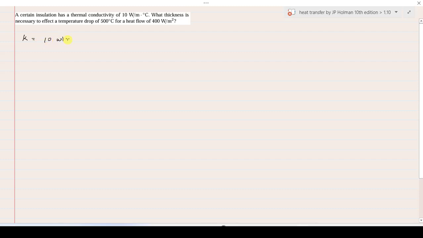10 watt per meter centigrade, and what thickness is necessary, we need to find that to effect a temperature drop of, what is the temperature drop that is given, that is 500 centigrade, and for a heat flow of 400 watt per meter square. Okay, so heat flow per unit area, that is 400 watt per meter square.